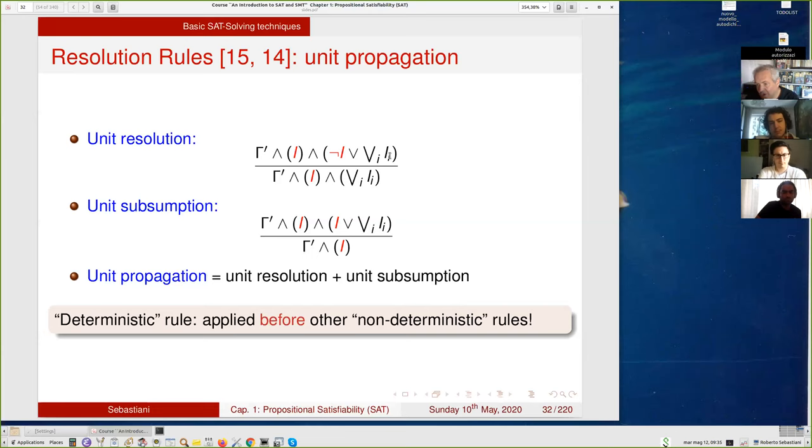Unit propagation is a deterministic step, because it's forced. So it's necessary. Once you have L, you necessarily propagate the truth value of L, because this cannot be false. This is very important.